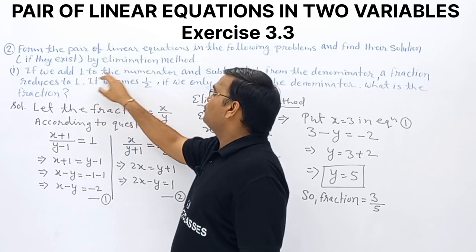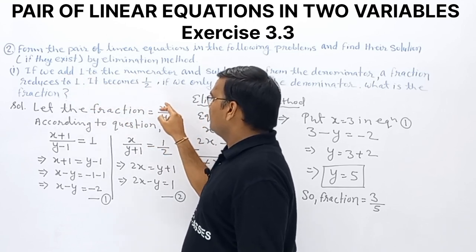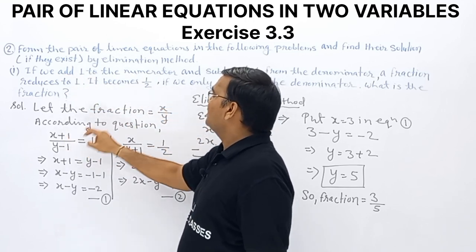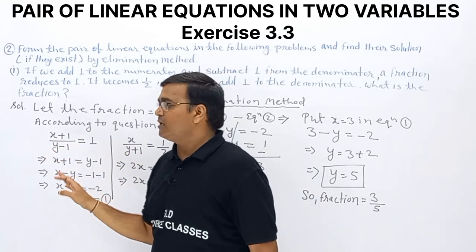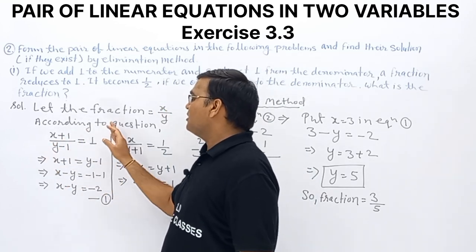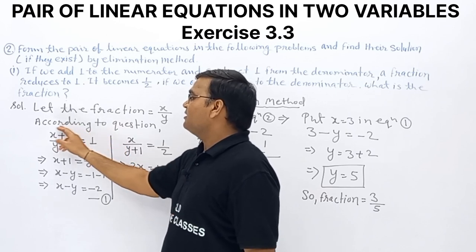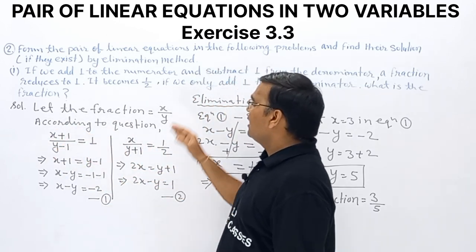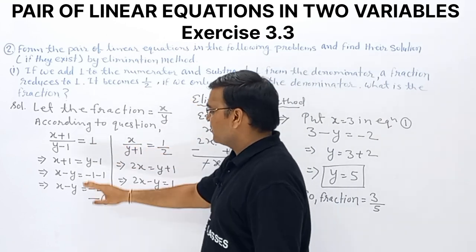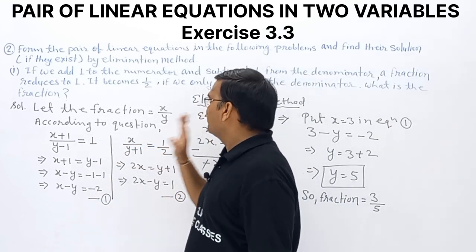So we add 1 to the numerator, then x plus 1, and subtract 1 from the denominator, then y minus 1, and it reduces to 1. This will be what? 1. It is given in the question. This is the first situation. Once we solve this one, then we are getting equation number 1.